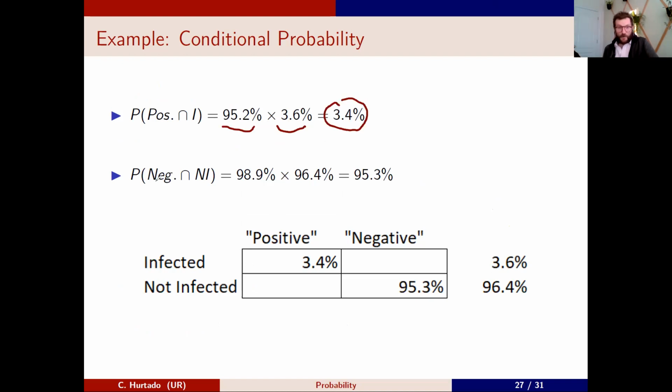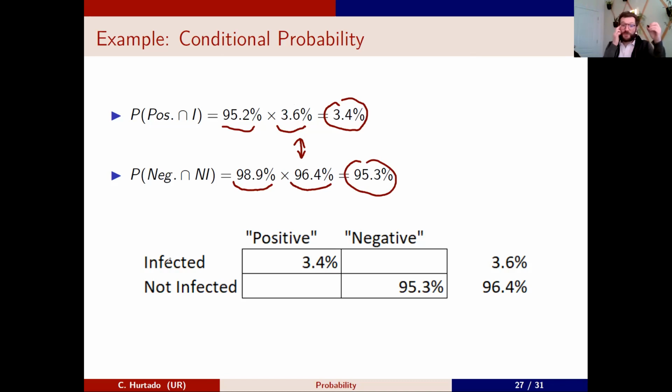That is going to give us 3.4%, and then the probability of this intersection, negative and not infected, is going to be 98.9 times 96.4. That 96.4 is the complement of 3.6%. We get 95.3%, and I am going to organize this in a table, right? So this table is what we call the joint probability distribution. It has on one side one of the two events, infected and not infected.